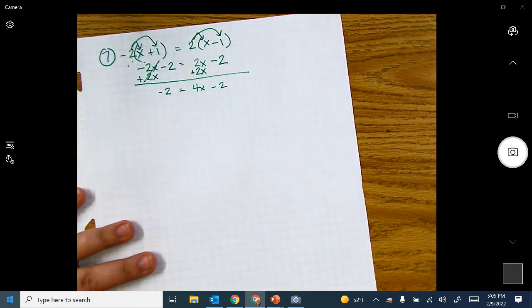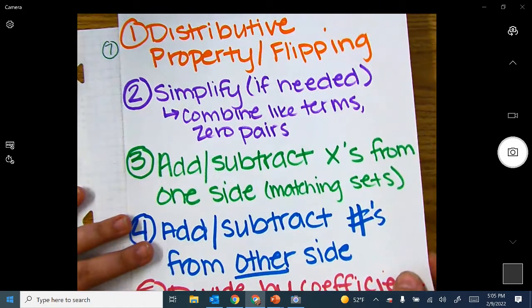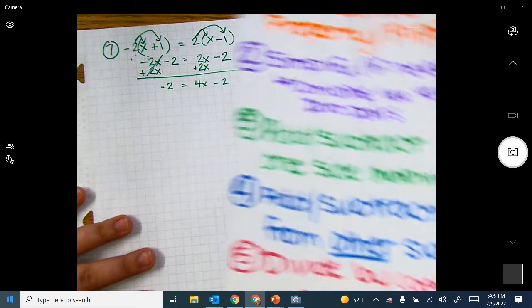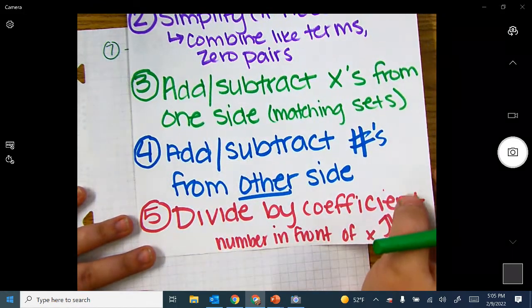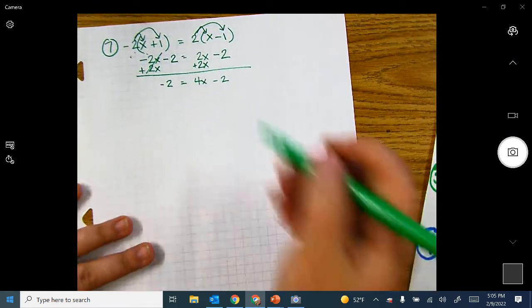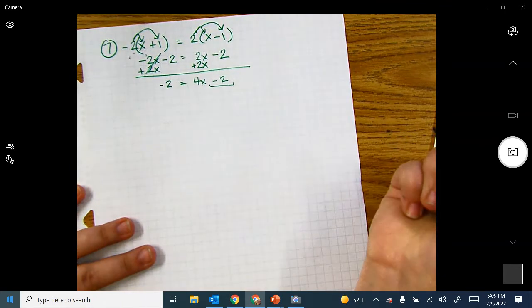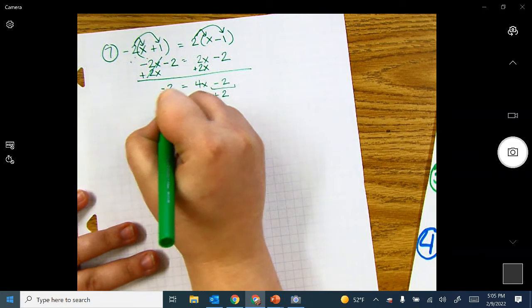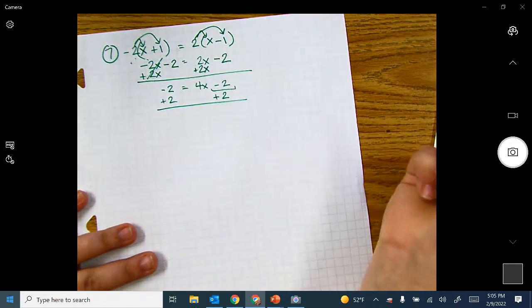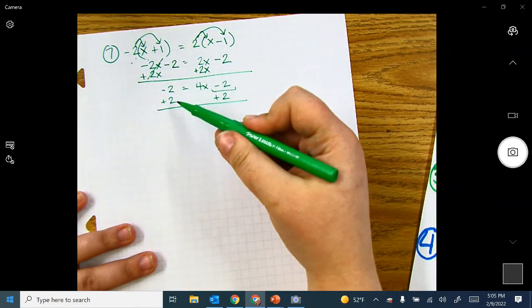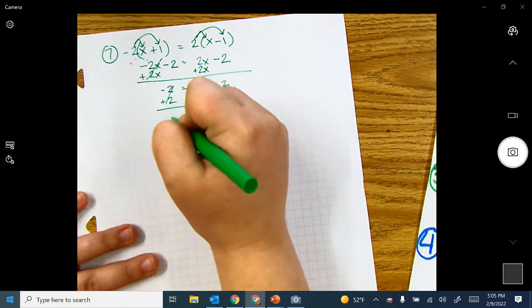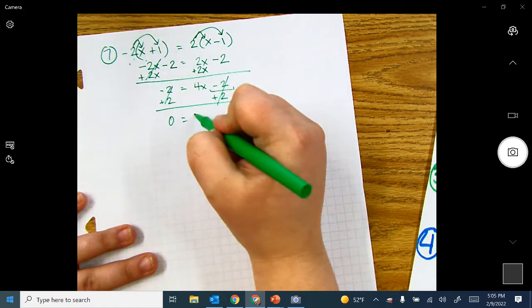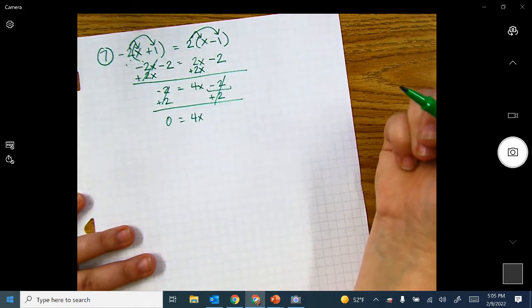All right, so that was step 3. Get all the x's over on one side. Okay, I have only x's on the right, no x's on the left. Now I need to get all of the numbers over to the other side. So I need to get rid of that -2. And I'm going to do that by adding 2 to both sides. Okay, -2 plus 2 is 0. So over here I have 0. -2 plus 2 again is 0. So I have 0 equals 4x.